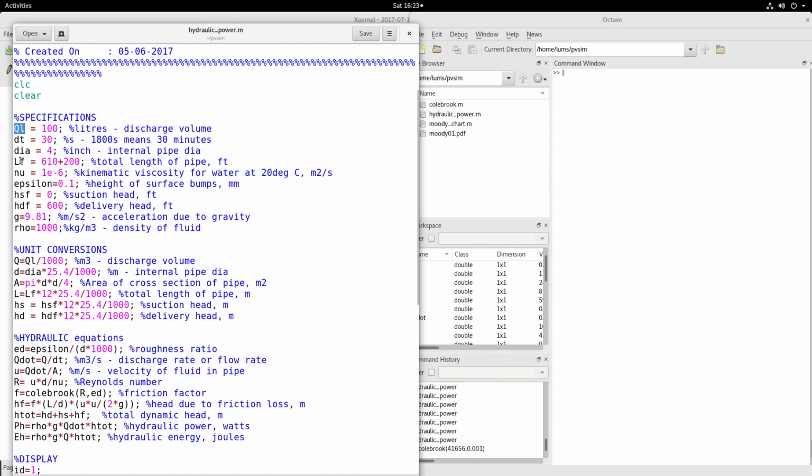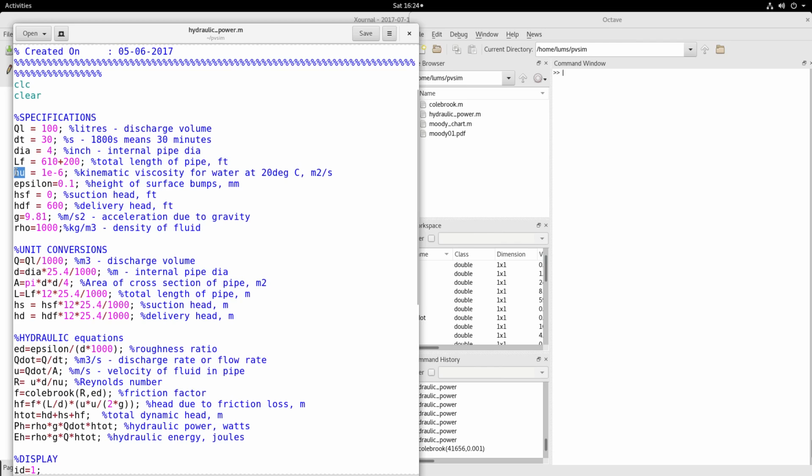So I have here QL. QL is the discharge volume in liters, because most of the time we get the value in liters. dt is nothing but delta t, the discharge time. Dia is the inner diameter of the pipe. It is normally given in inches, so you will have to convert it to meters. LF is the total overall length of the pipe, including the vertical and the horizontal part.